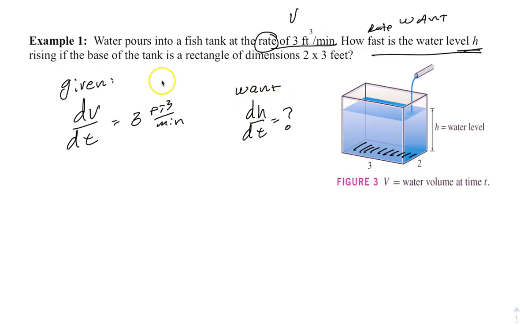Now let's try to relate these two, right? The whole point of related rates is to relate the two things. So I need to relate velocity with height, volume with height, in this cubic thing, like we talked about in the last video. The volume of this guy, volume of anything, is area of the base times height. That's how I found the volume of anything that's not pointy.